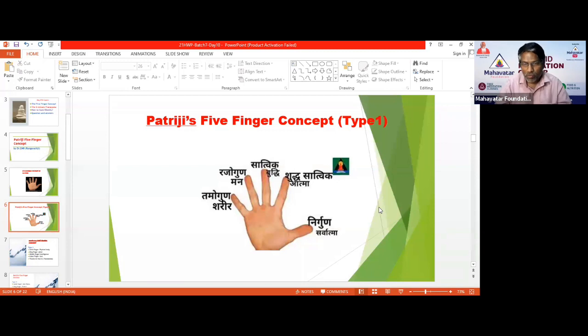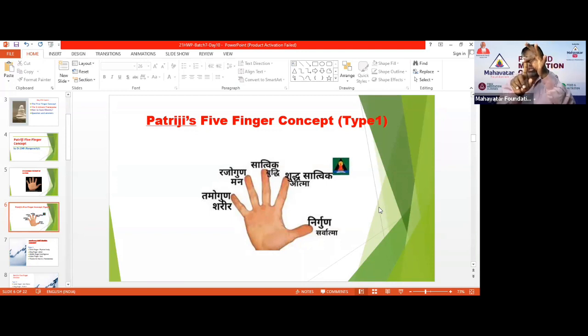So with this five finger concept, friends, what is there in the five fingers? The overall, complete spiritual science is here. Now let's understand more about this. Here you see the same picture. The little finger refers to the physical body, and also to the tamo guna. The ring finger refers to the mind, along with rajo guna. The middle finger refers to the intellect, and also to the sattvika guna.